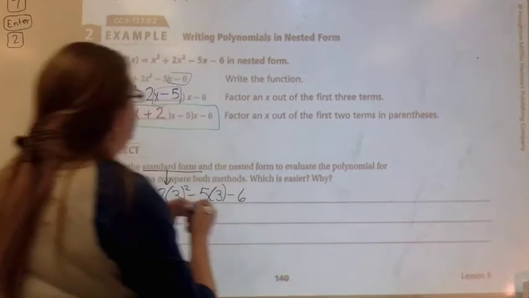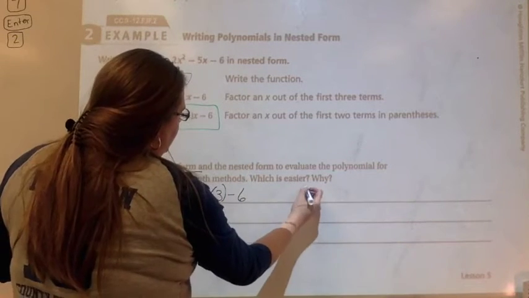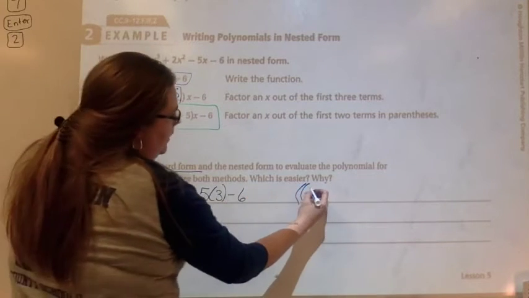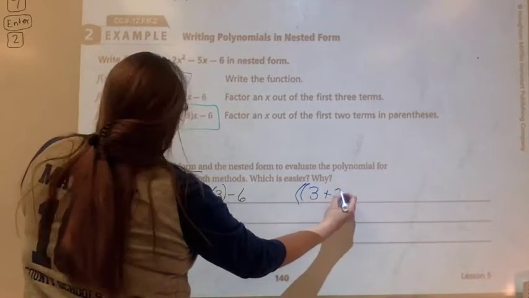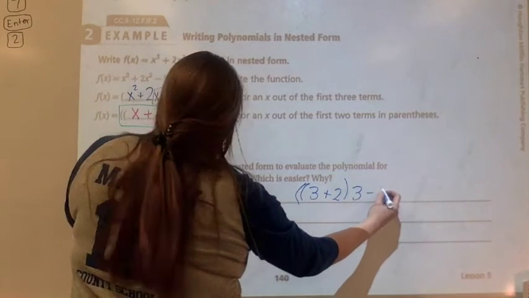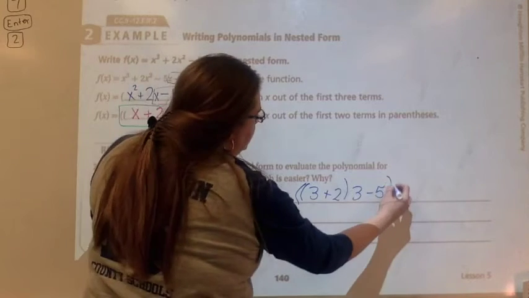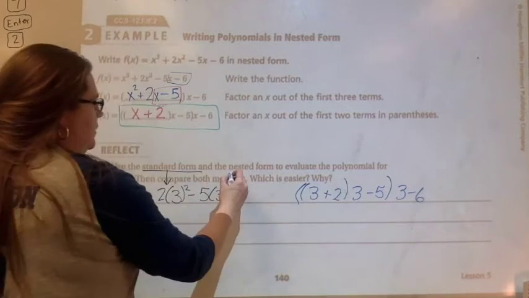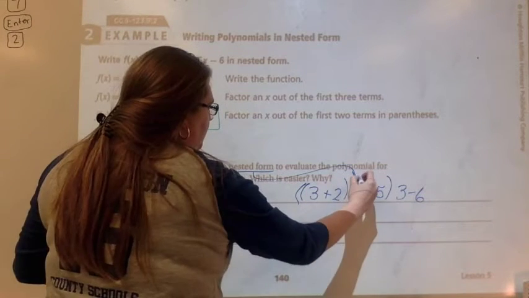And if I take the nested form, then I've got the parentheses, 2 parentheses. Then I'm substituting a 3 in for every x. So I've got 3 plus 2, close parentheses. Then I've got 3 minus 5, close parentheses. Then I've got 3 minus 6. So this is your nested form.